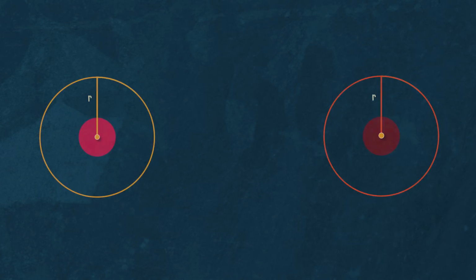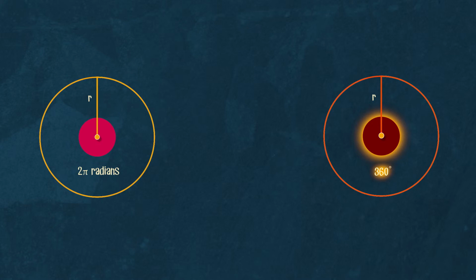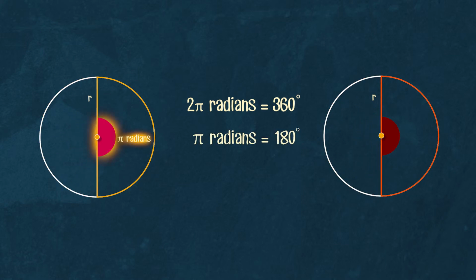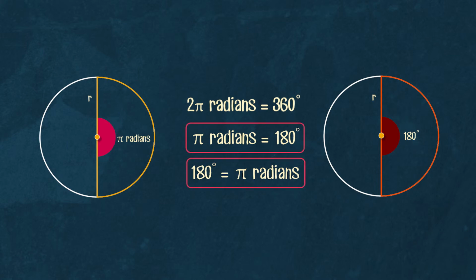Now let us compare. We now know that there are 2 pi radians in a circle. We also know there are 360 degrees in a circle. So 2 pi radians is equal to 360 degrees. By proportion, pi radians is equal to 180 degrees, or we can also say 180 degrees is equal to pi radians. This is a very useful relationship. With it, we can easily express any angle either in radians or degrees.